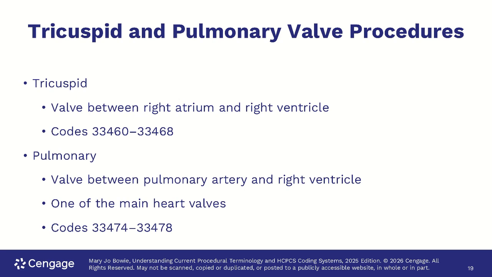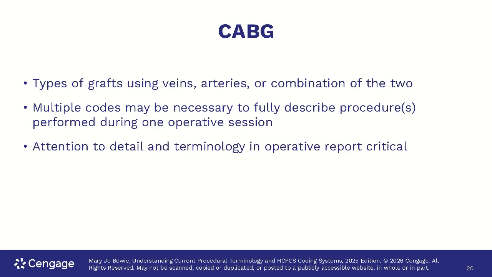All right, then notice, still talking about valves, but we have tricuspid and pulmonary valve procedures. And notice that the codes are organized based on that actual valve. And then once you get into the valve, what you're actually doing. All right, so let's look at a couple of these. So we have a CABG procedure. And CABG, not to be confused with the food, are types of grafts performed on the heart, completed using a vein, an artery, or a combination of a vein or an artery.